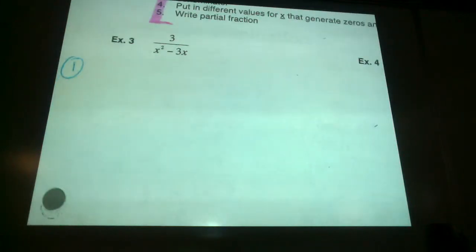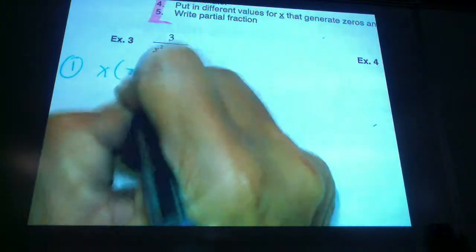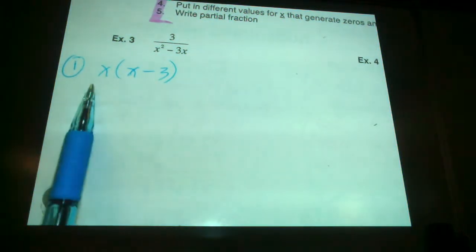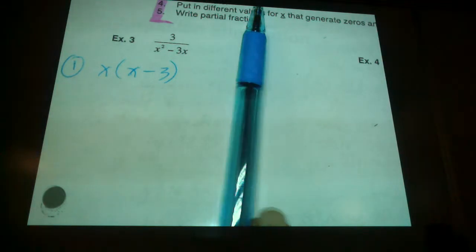So if I factor x squared minus 3x, what do you get? x times x minus 3. That was wonderful. So that means that one denominator is going to be x and one denominator is going to be x minus 3. So then step 2 says place A, B, C, etc., however many I need, over each new factor.